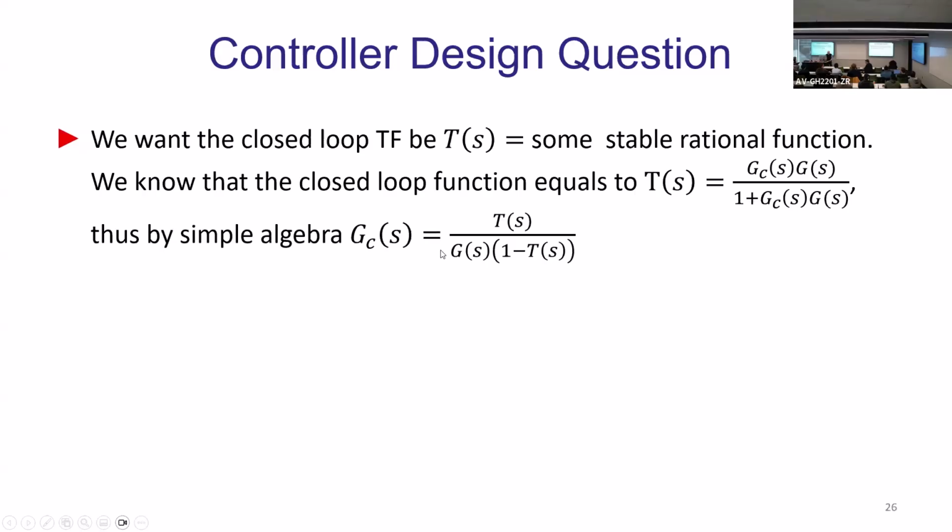Do we know what T of S is? T of S, you choose whatever you want. Just stable, somewhere in the left semi-plane. It doesn't have disturbances. It's closed loop, you will not have any problems with disturbances.